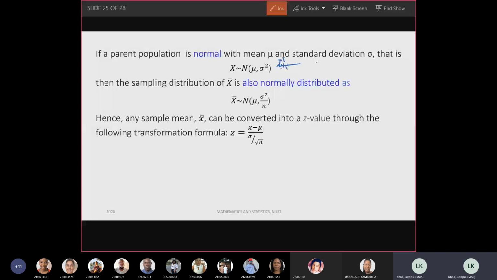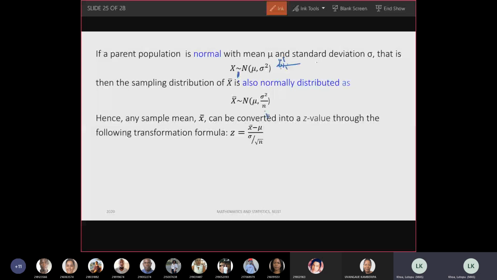Then the sampling distribution of X bar is also normally distributed. So data that comes out of a normal distribution is also normally distributed. Now the way we write it is a little bit different, in that its variance is not just sigma squared. This time it is sigma squared over n. So remember, this is the variance and not sigma over the square root of n.